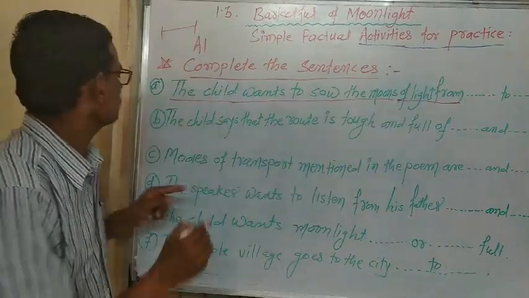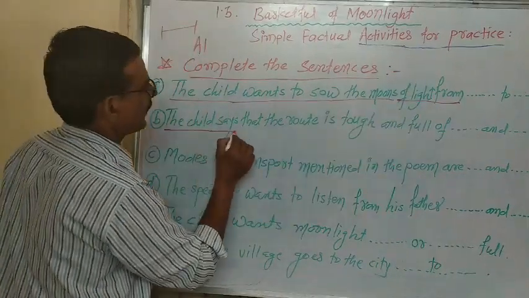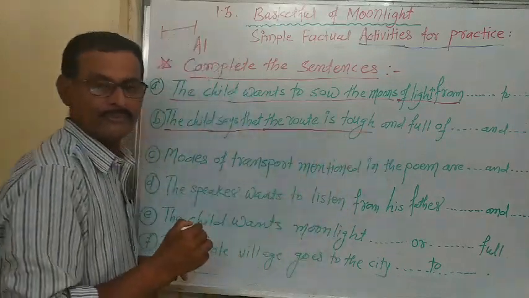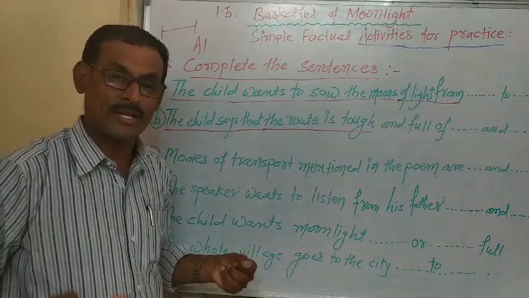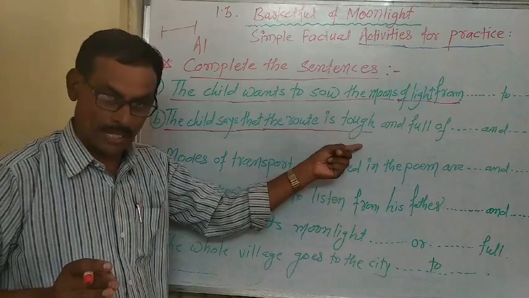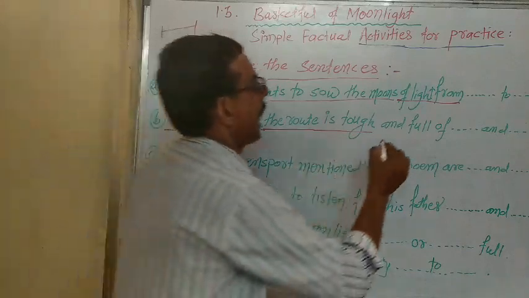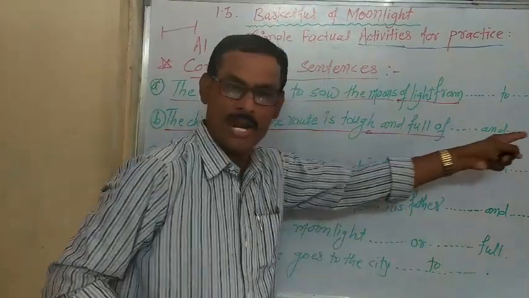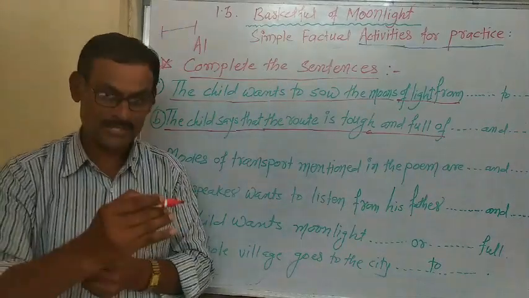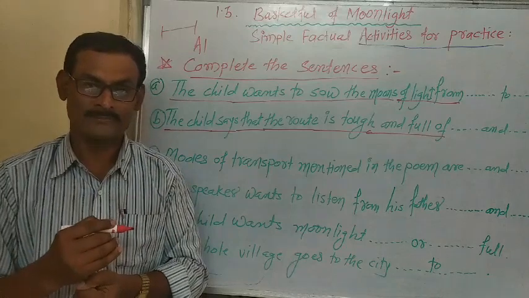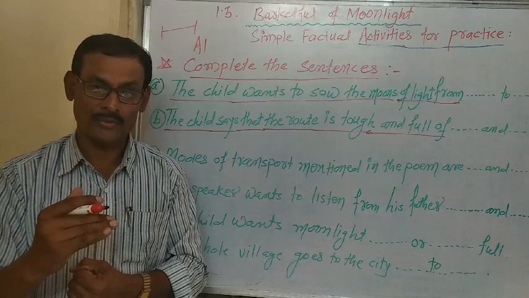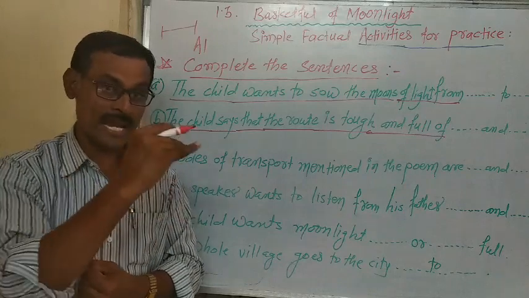Next one. The child says that the route is tough. The child says that the route between the city and the village is tough and full of dash dash and dash dash. The child says to the moon that the road is not only tough but also full of dash dash and dash dash.